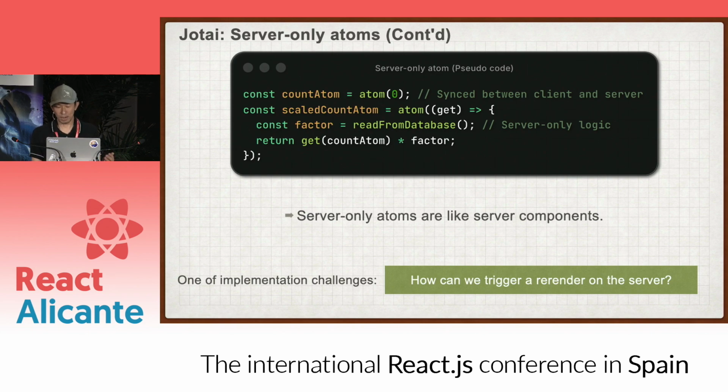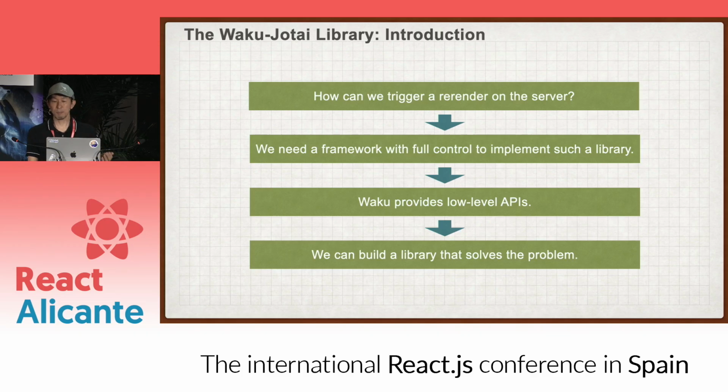It wasn't easy, but I made it. I made an experimental library called Waku Jotai. To implement a library to solve these problems, we need a framework that gives us full control. This is where Waku comes in. Waku provides the minimal API, which is a set of low-level APIs of the framework. With the minimal API, we can build a library that solves the problem. And the Waku Jotai library was born.